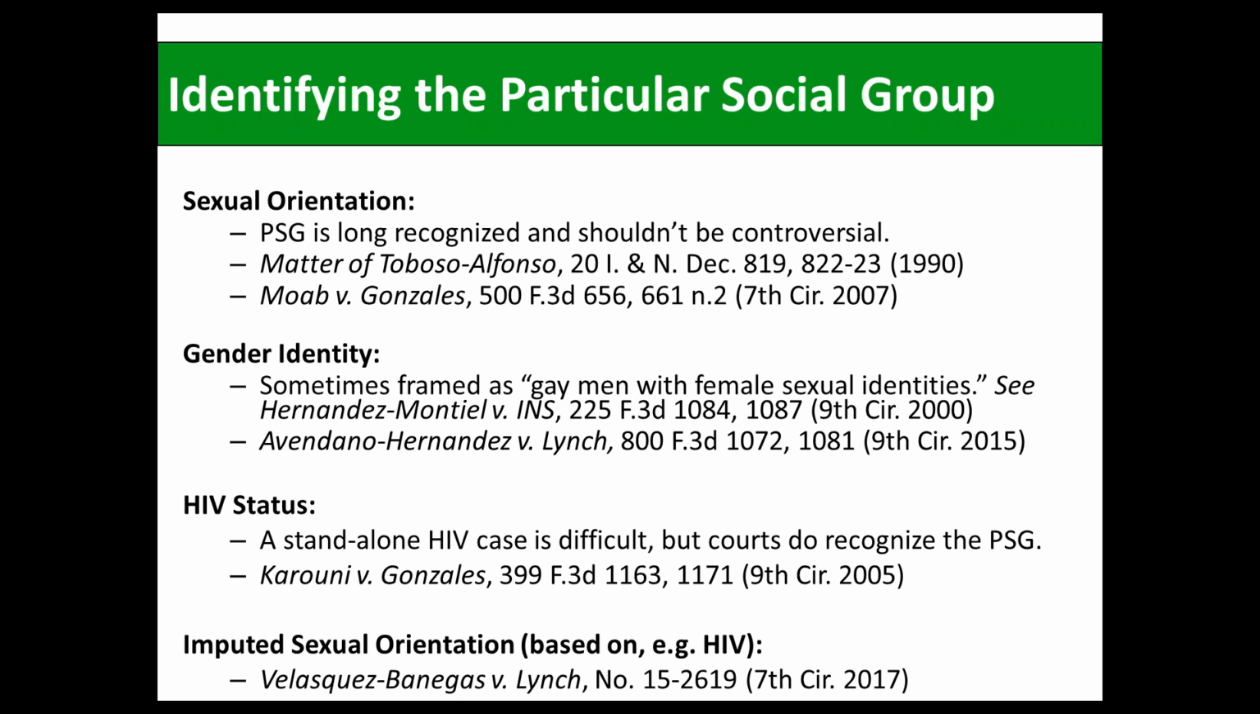HIV status: standalone HIV cases are difficult, but as it says, they are recognized as a particular social group in Karuni. However, imputed sexual orientation cases based on HIV recently have been found to be a particular social group in the Seventh Circuit in Velázquez-Venegas, which recognized that while HIV is a virus that infects a wide variety of individuals, there is a widespread association of HIV with members of the LGBT community in Honduras. So based on this perception, the court acknowledged that Mr. Velázquez will be perceived as gay based on his HIV status and therefore be at risk of serious violence in Honduras, as is the case for many LGBT individuals or people with HIV status who are perceived as LGBT in that country.